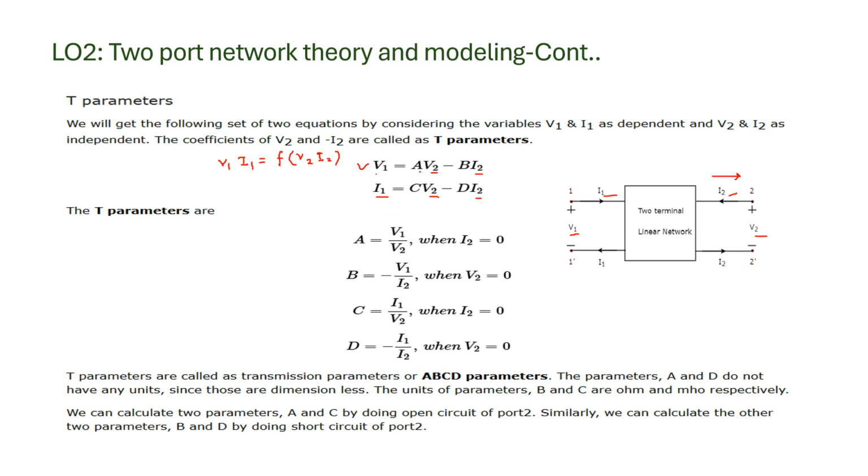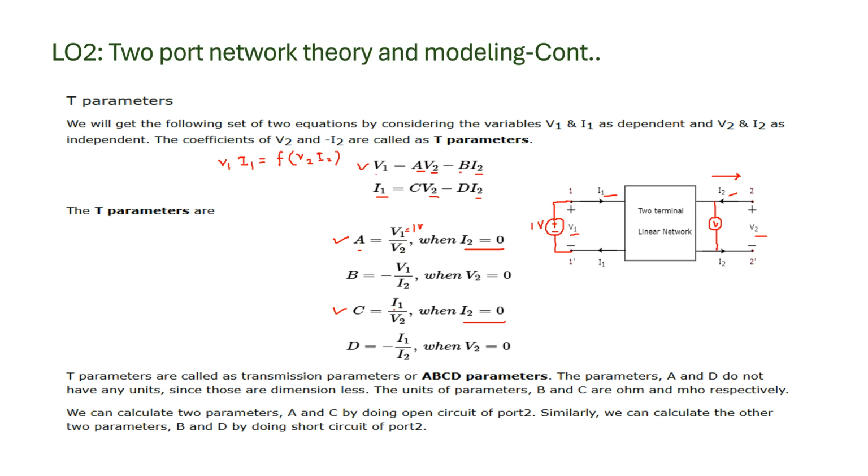Now how can we find these parameters A, B, C, D? To find the A and C parameters, you open circuit the output port, so you set I2 to 0. Then you connect one voltage source at the input port, say as a reference 1 volt, and find the output voltage V2. Now we have set V1 as 1 volt, and you connect a voltmeter at this point to measure V2. Then V1 by V2 will give you the A parameter.